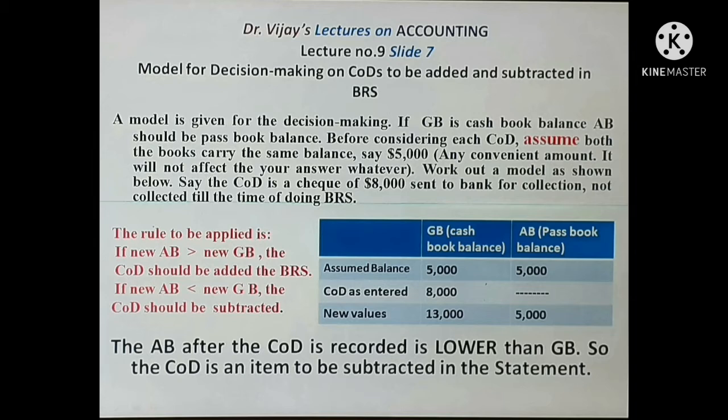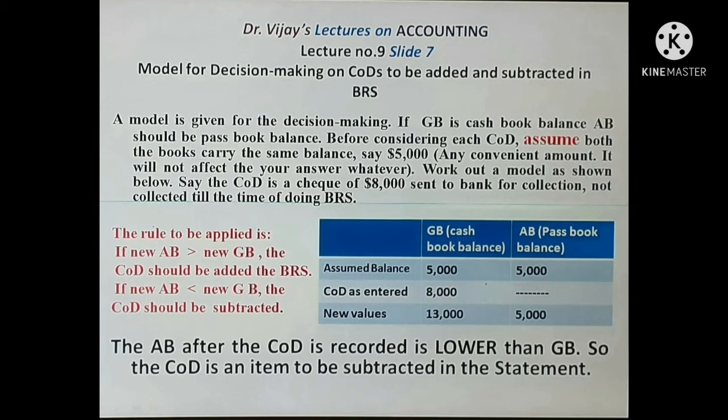See the rule given in red color. The rule to be applied is, if new AB is greater than new GB, the COD is an item to be added in BRS. If new AB is lower than new GB, the COD is an item to be subtracted. So it is very simple. The model is very simple. You have to show the assumed balance first.